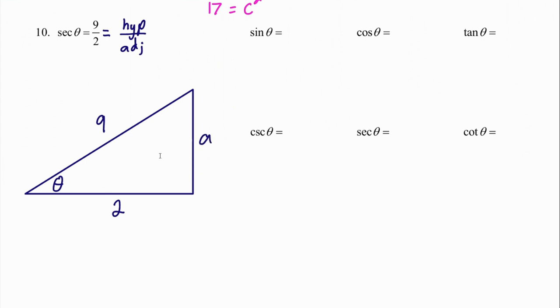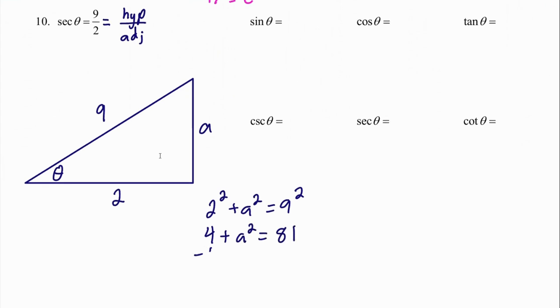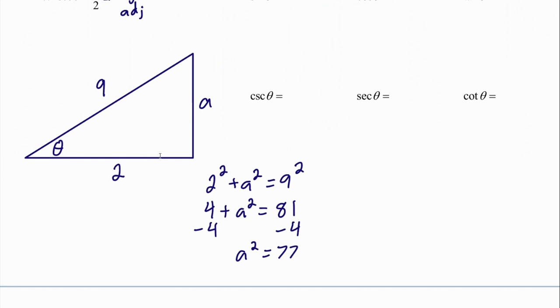So we need to find that missing leg. So we're going to do 2 squared plus a squared equals 9 squared. 2 squared is 4. We'll have a squared, and we'll have 81. So we'll subtract 4 from both sides to get that a squared equals 77. So that side length is going to be the square root of 77. Again, that splits into 11 and 7, but that doesn't really give us anything. So we'll just leave it as the square root of 77.